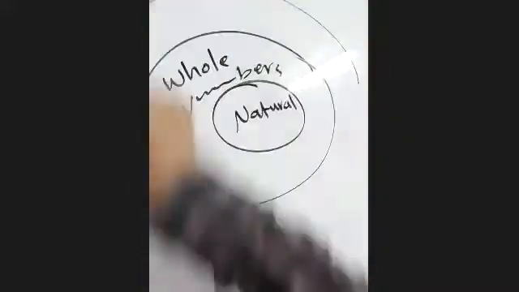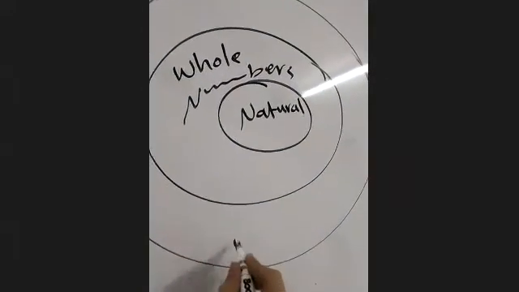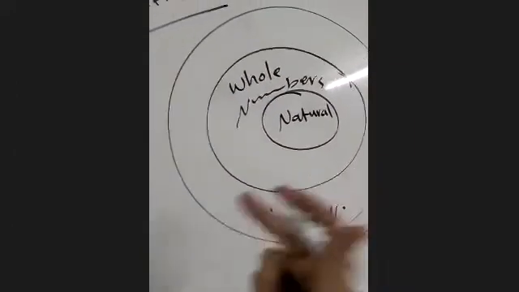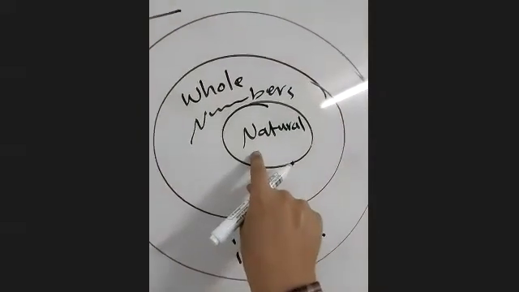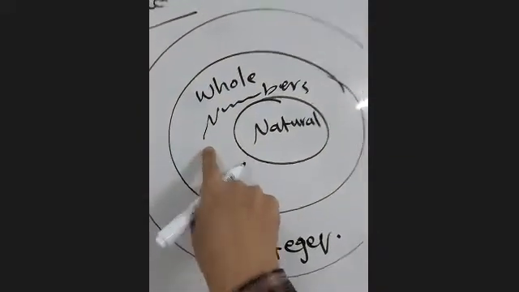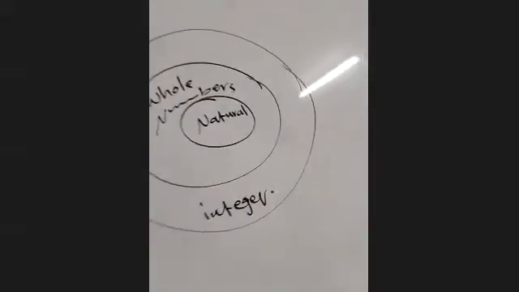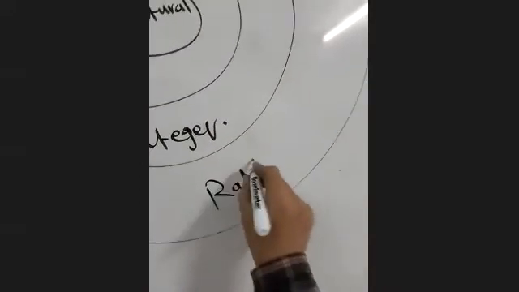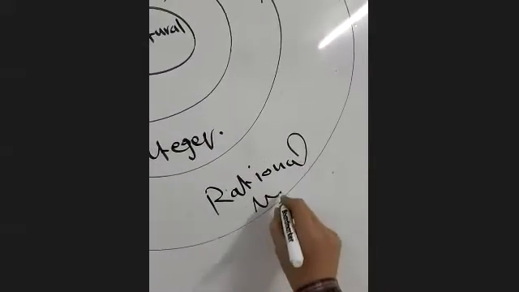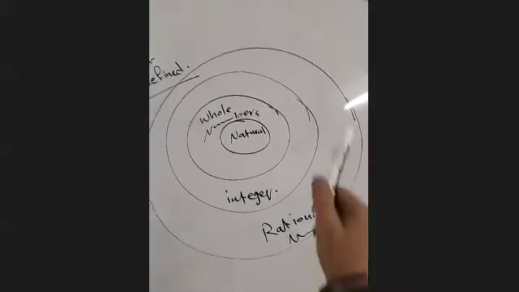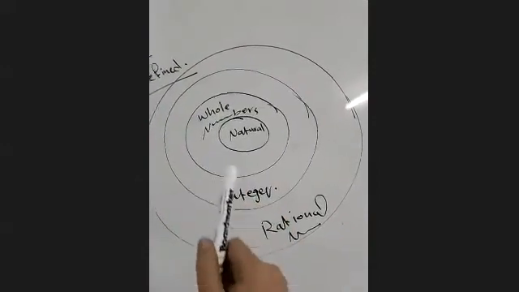The bigger group than the whole numbers is the integers. The integers contain 0, negative and positive. The natural numbers start from 1, the whole numbers from 0, and the integers have everything: 0, negative and positive. Then the biggest one is the rational numbers. Look here guys and understand please. It means the rational numbers contain all of these numbers: the natural, the whole and the integers.